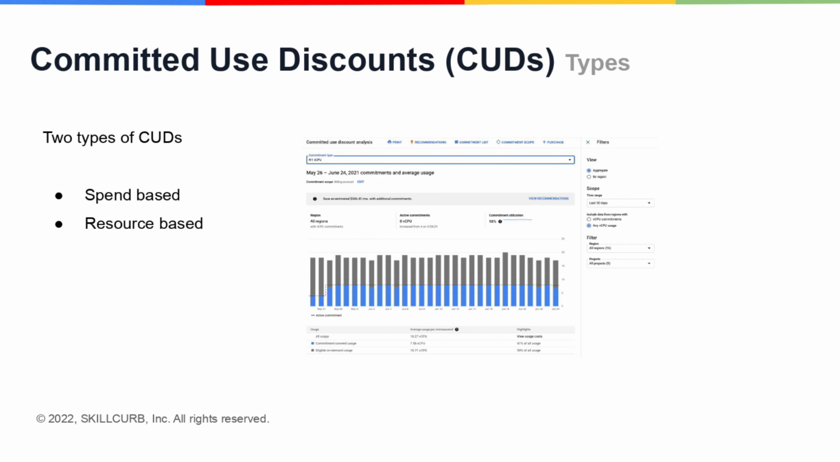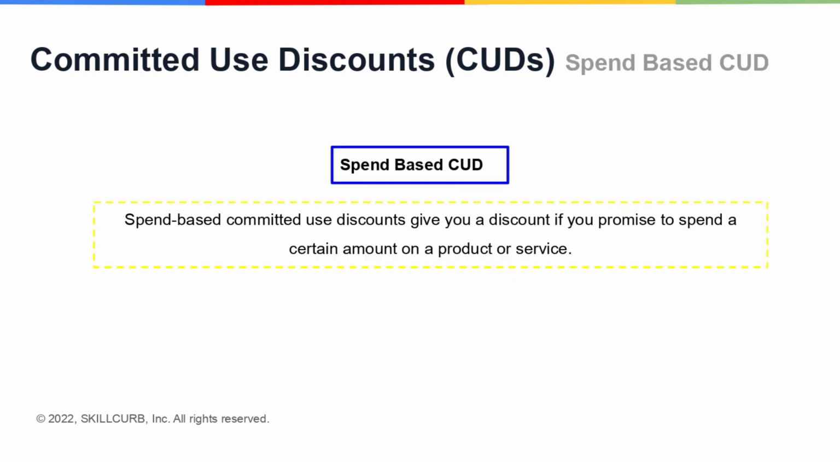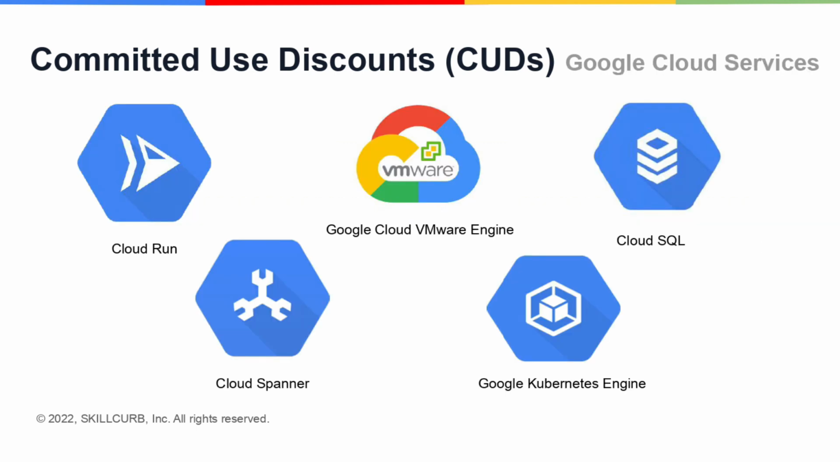Depending on the Google Cloud service providing them, committed use savings are provided as spend-based or resource-based discounts. Spend-based committed use discounts give you a discount if you promise to spend a certain amount on a product or service. Spend-based committed use savings are available for purchase through your cloud billing account, and they are applied to any projects funded by that cloud billing account that use eligible utilization. These are the Google Cloud services that are currently eligible for spend-based committed use discounts.